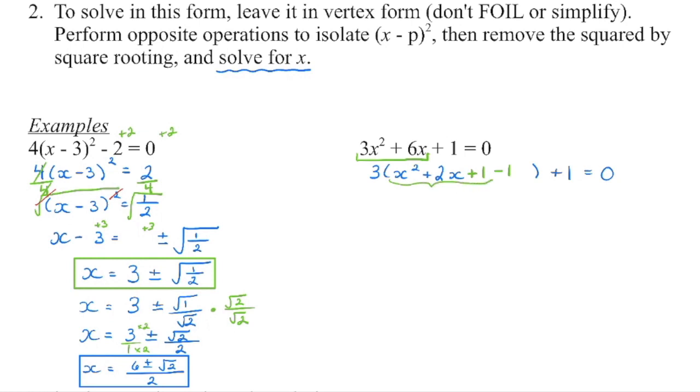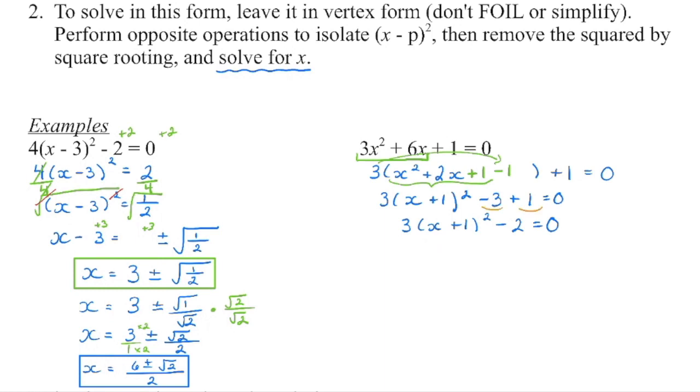So then we're going to have 3 times the square root of the first term, square root of the last term, or you can also think about it as taking half of this term or square rooting this term. Either will work. And then we still have this 3 times negative 1 is going to be negative 3, and then we have that plus 1. So now let's go ahead and combine those like terms. In vertex form, we're going to have 3 times x plus 1 squared, negative 3 plus 1 is negative 2, equals 0.